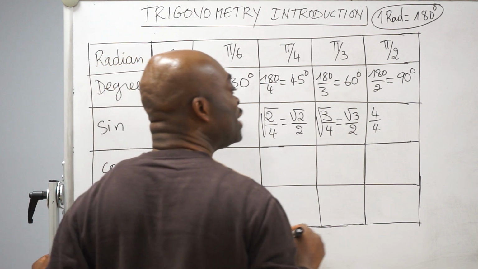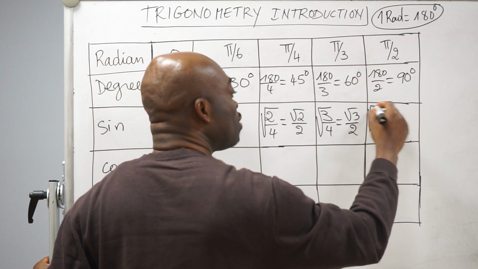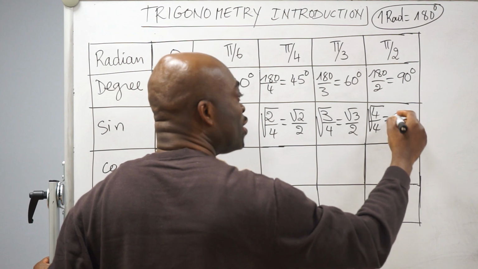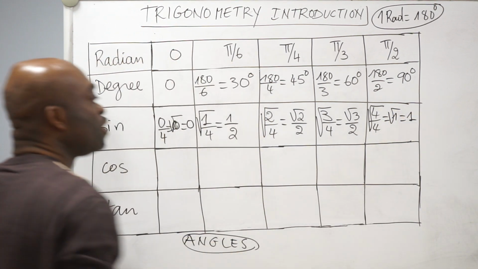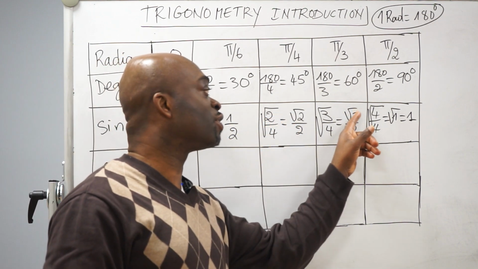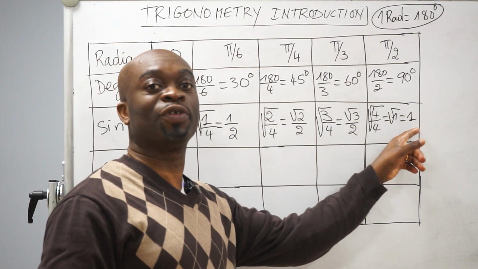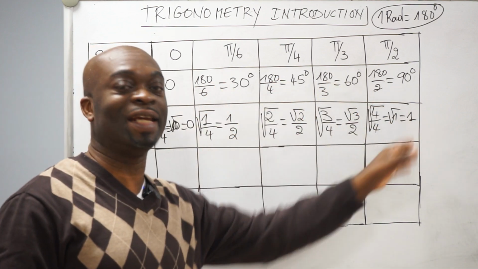And then last but not least for this one, so this one is 4 over 4. And then once we take a square root of it, so this one, 4 over 4 is 1, of course, and square root of 1 is just 1. Okay? So we end up with 0, half, square root of 2 over 2, square root of 3 over 2, and then 1 for this one. So we have 0 degrees, 30, 45, 60, and 90 degrees.